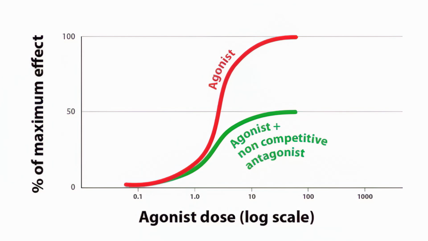So in this graph, the red curve is the agonist by itself, and the green curve is where you've added a non-competitive antagonist. With a non-competitive antagonist, the maximum effect is lower, and you can't overcome the antagonist by simply adding more agonist. So in this situation, efficacy is decreased.